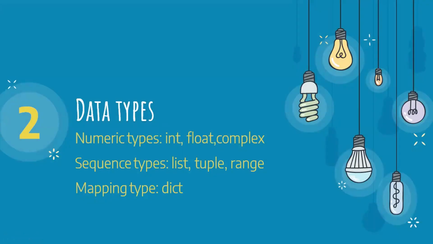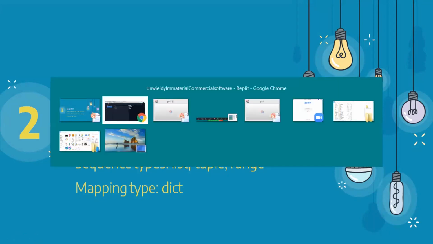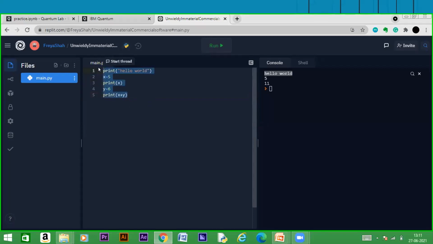Now let's see the various data types in Python. There are numeric types, sequence types, and mapping types. In numeric types, we have integers, float, complex. Integer is denoted by int in Python. Then we have sequence types like list, tuple, range, and we also have a mapping type, dictionaries, which is denoted by dict. Let's see some practical examples so we can understand better.